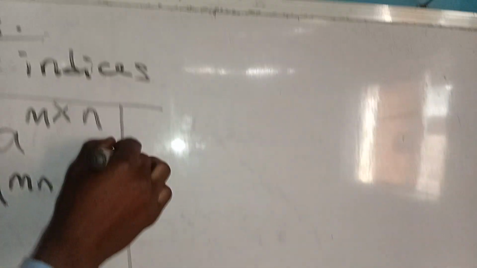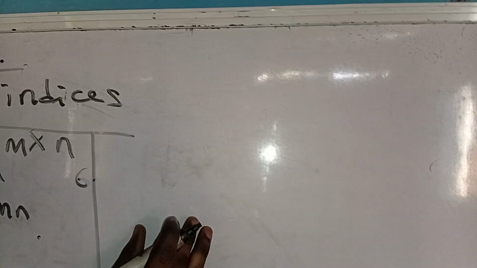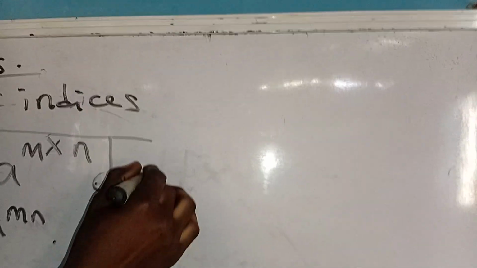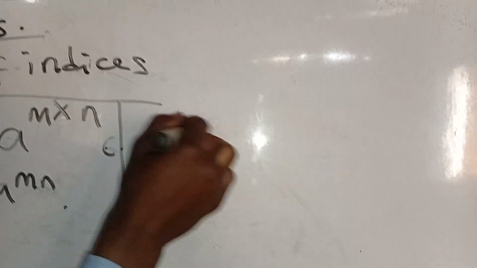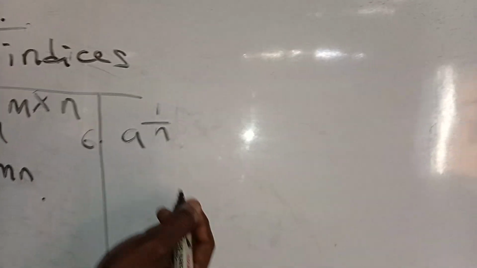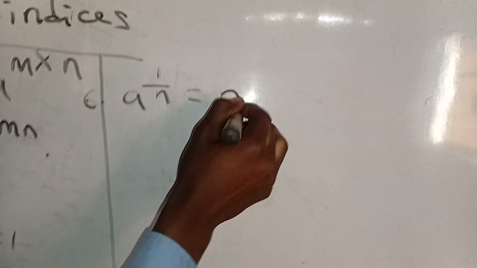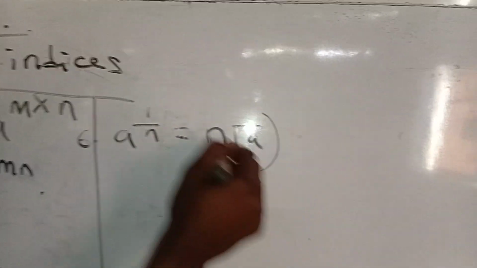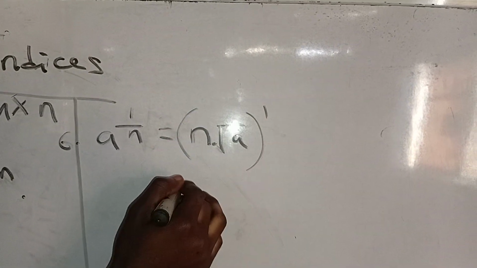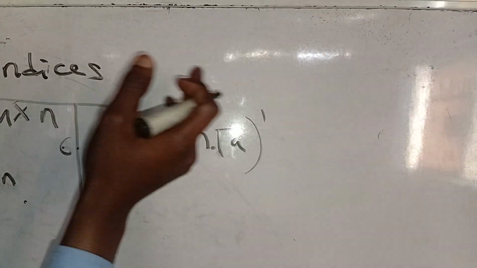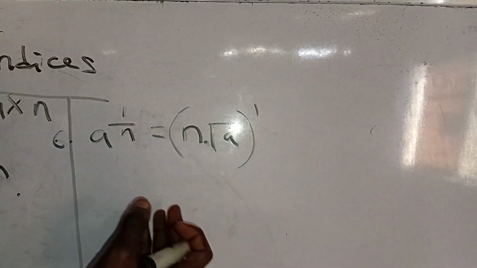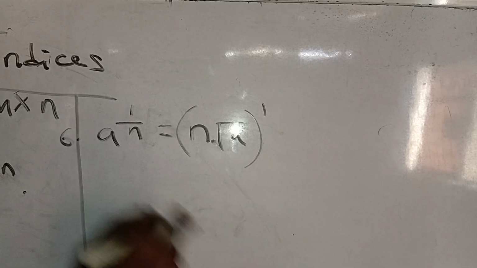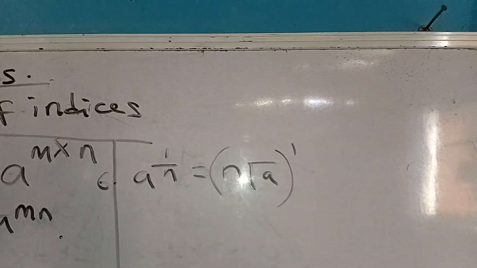So let's discuss the sixth law. The sixth law is what we call the fractional law, and we get the fractional law by using this method: a raised to power 1 over n. We can also say it is the nth root of a, then raised to power 1. This process will lead us to solve some questions easily. If you are following these laws, you are going to solve some questions easily.